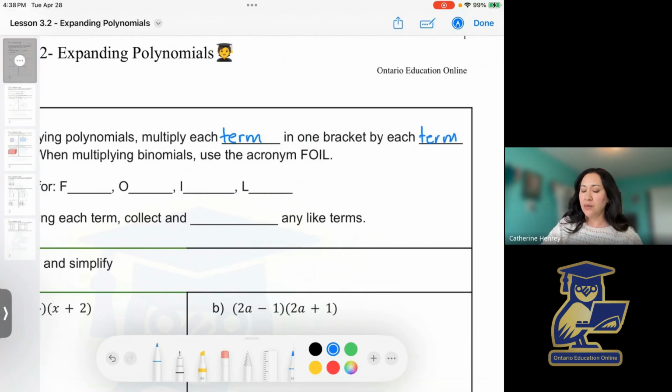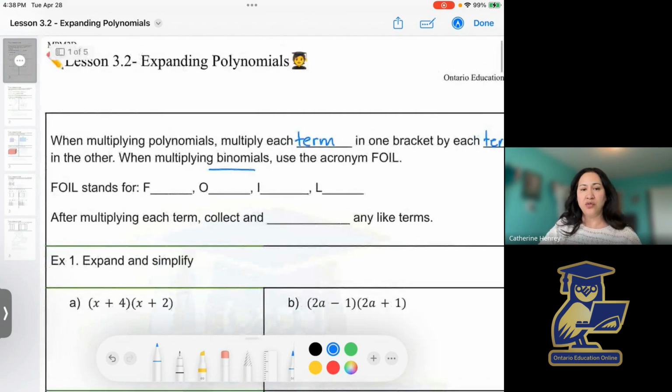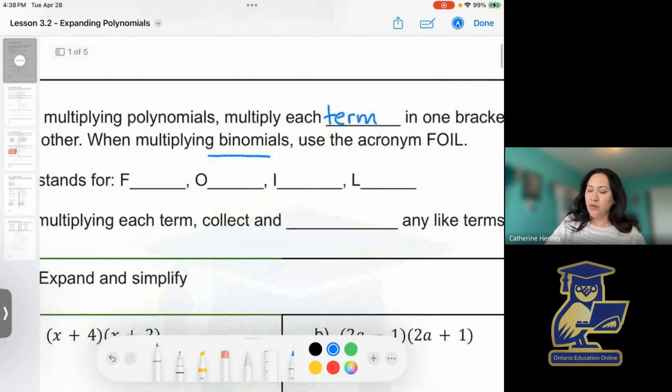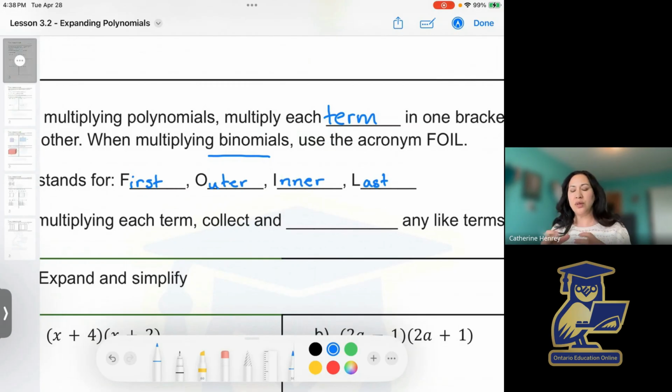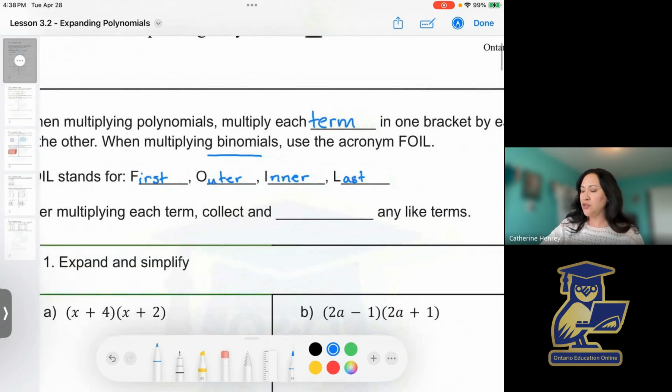Now there is an acronym that we use when we're multiplying binomials together. And that acronym is called FOIL, and maybe you've heard of that before. But FOIL stands for first, outer, inner, and last. And that just gives us a map of how we want to multiply each of the terms together. After multiplying terms, we want to make sure that we simplify by collecting like or similar, whatever term you like to use, similar terms.